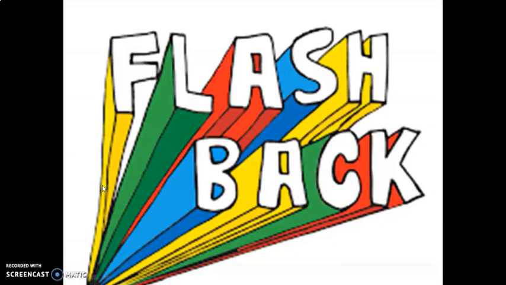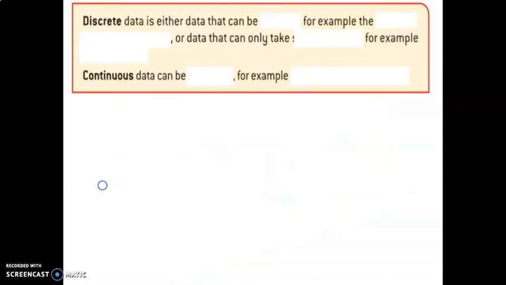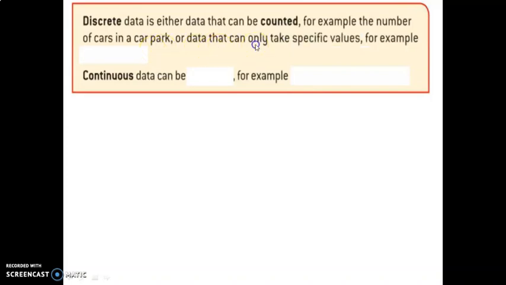Let's begin with a little flashback on some things we've seen recently. First is the difference between discrete and continuous data. Discrete data is either data that can be counted, for example, the number of cars in a car park, or data that can only take specific values, for example, shoe size. Continuous data can be measured. For example, height, weight, and time are all continuous variables.